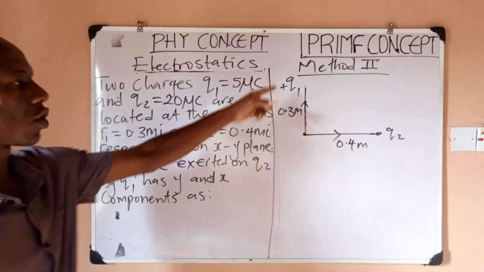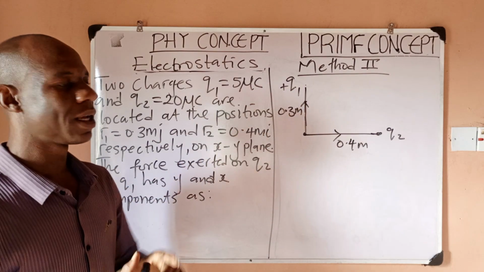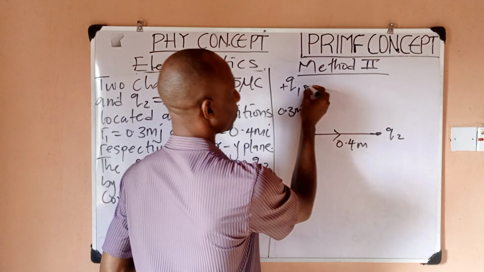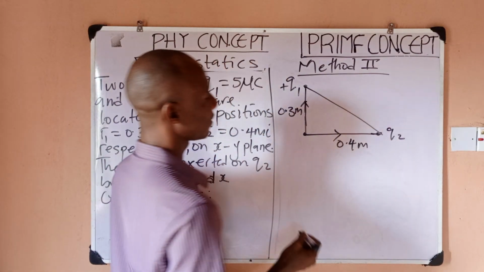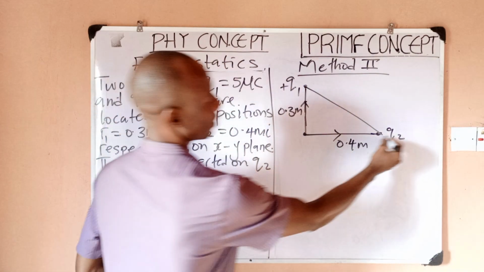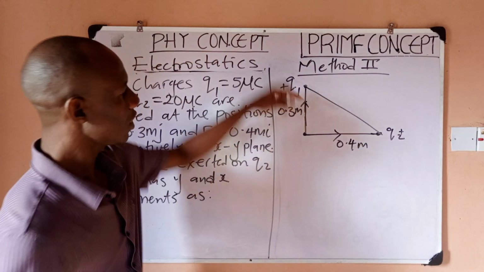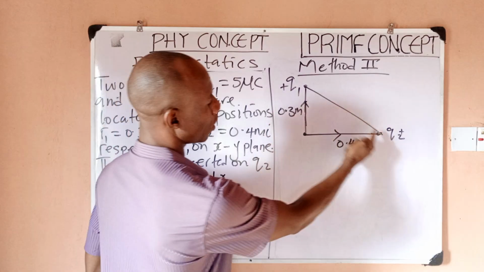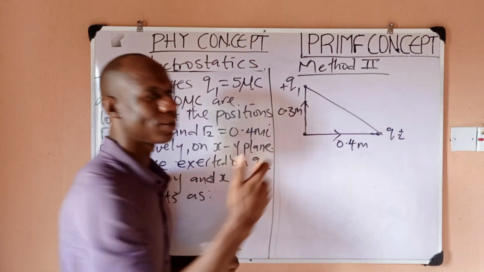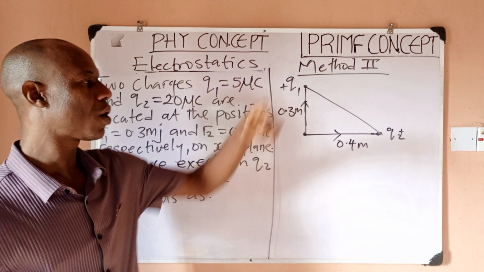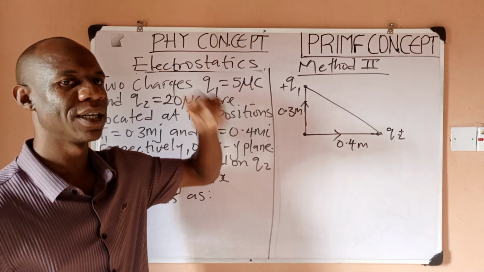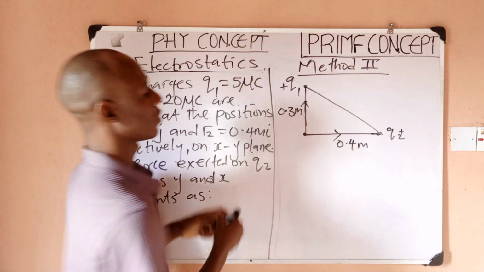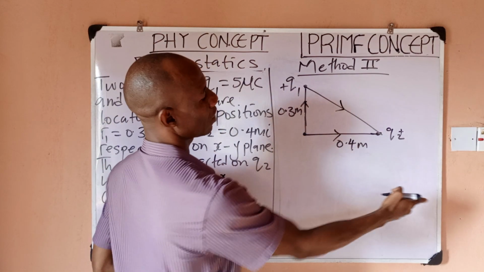Then I have to connect them, because Coulomb's force acts along the line joining the charges. So I have to always join those charges. Now, if you check, Q2 is positive and Q1 is also positive. So the kind of force you would have here is a repulsive force. And a repulsive force will point in what direction? It will point away from your source. This is our source, so it's going to point like this, away from that source.